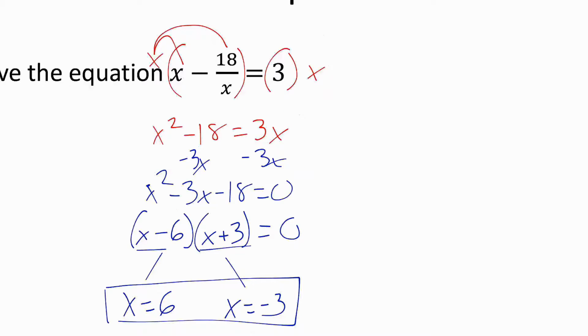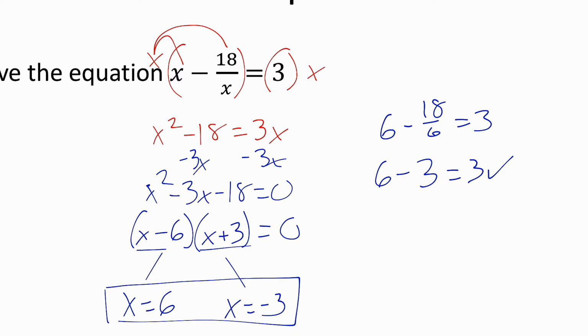Quick reminder, if you ever want to check your work, go back and plug it back in. I'm just going to do it for one of these right quick. I'm going to check x equals 6. 6 minus 18 over 6 equals 3. Well, 18 over 6 is 3, so we got 6 minus 3 is 3. Well, that's true.